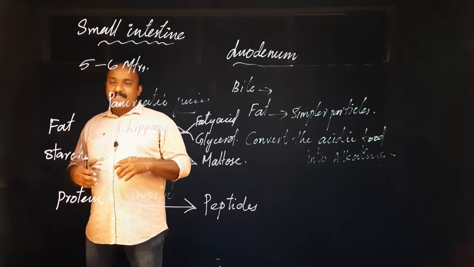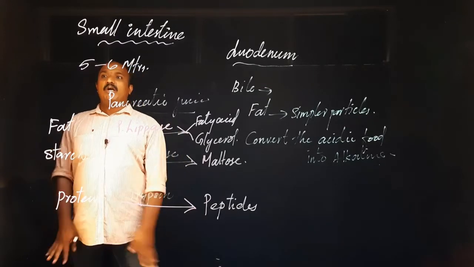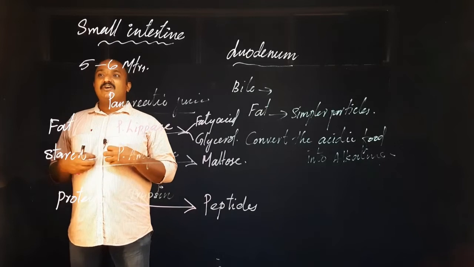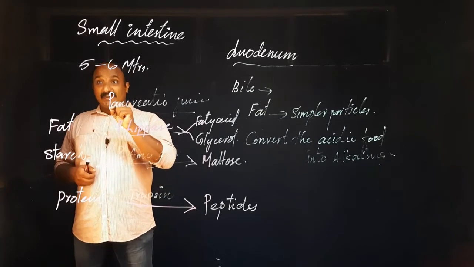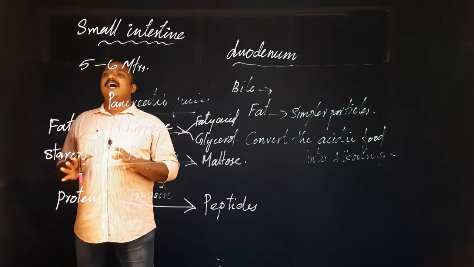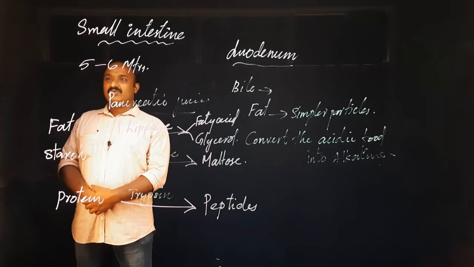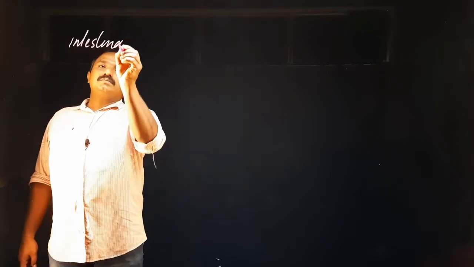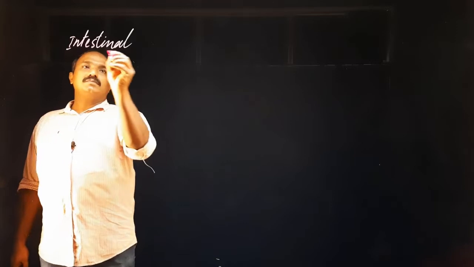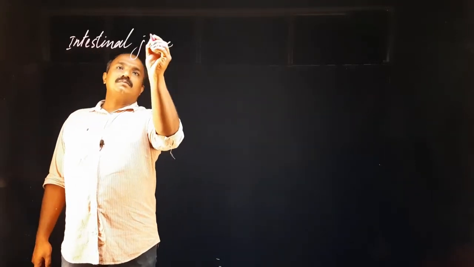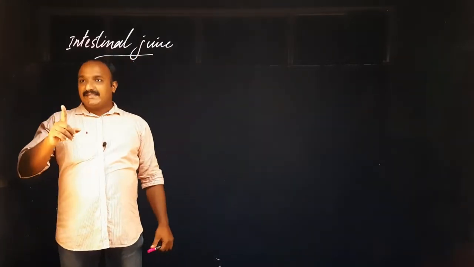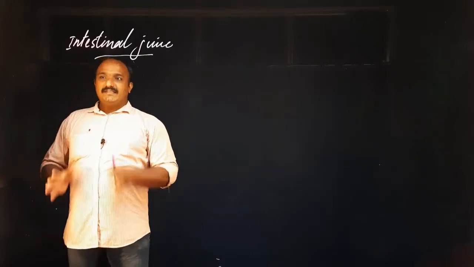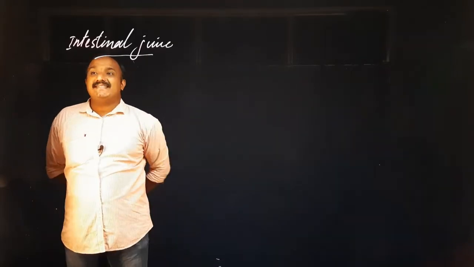After these changes, when the food materials pass through the small intestine, the glands present in the walls of the small intestine also produce some digestive juice. They are called intestinal juice. Look, intestinal juice is produced from the glands in the inner walls of the small intestine. These intestinal juices contain some enzymes.